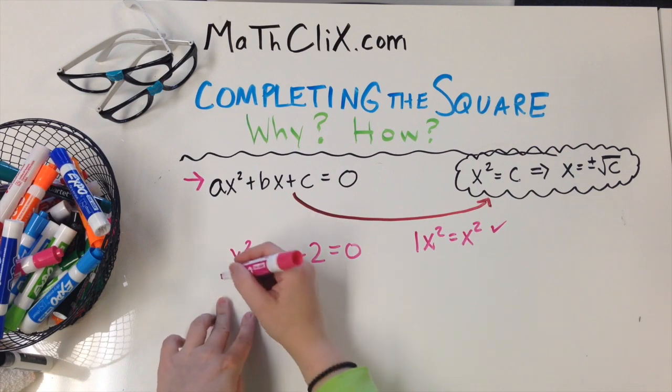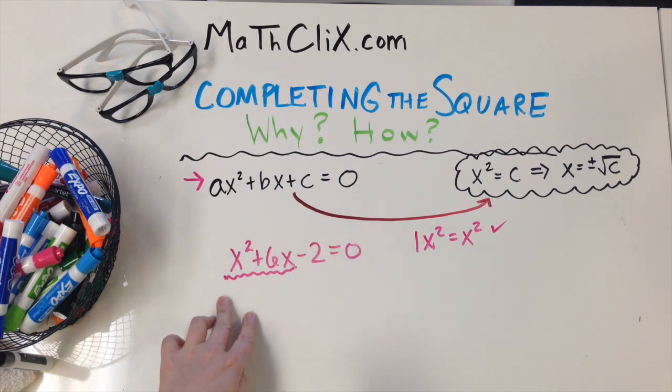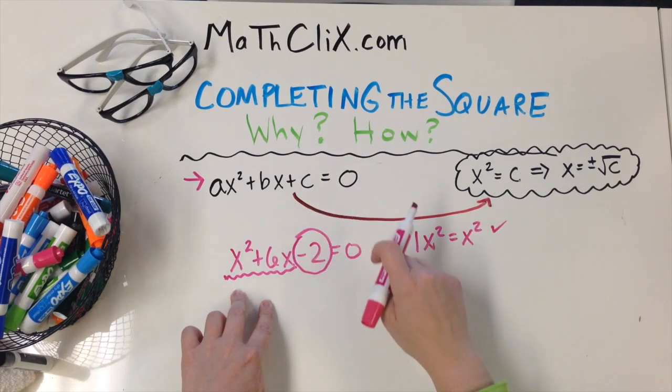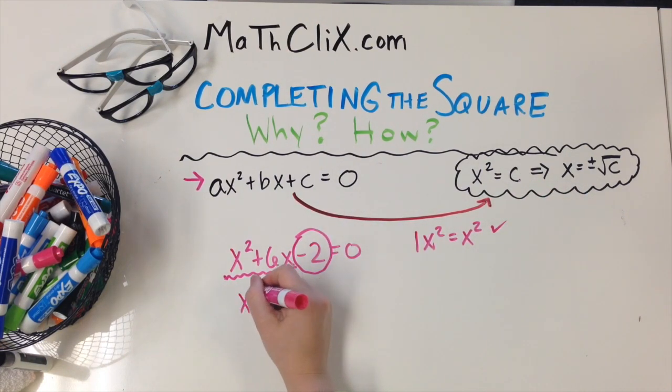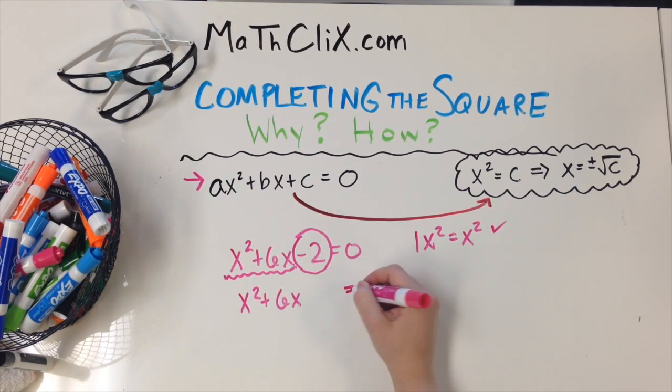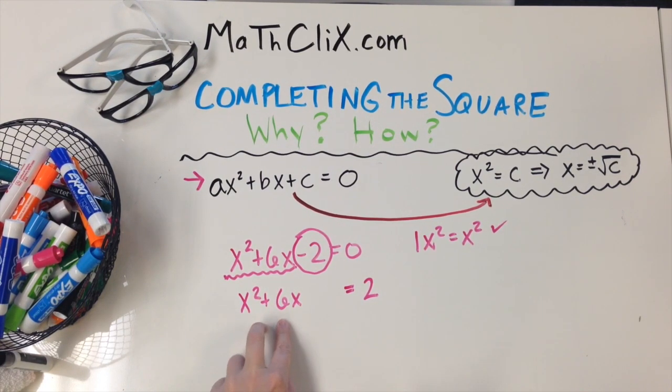Now, once you have that, you're really just going to play with this part. So you're going to need to move your constant over to the other side. So let's add this 2 over here. So we have x squared plus 6x, I'm going to leave a blank, and I'm going to put my 2 over there. Why leave a blank? Because you saw that from before we're going to add something in here.